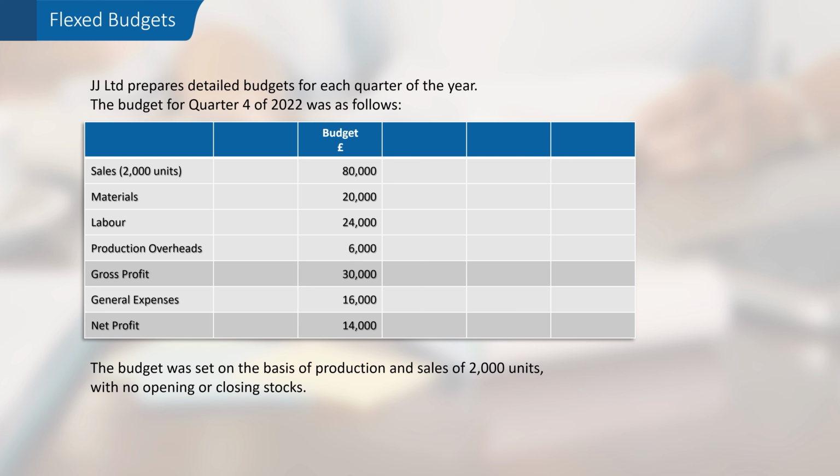JJ Limited has produced a budget for the fourth quarter of the year, as shown here. There's a couple of things to note straight away. Firstly, this is a budget prepared for a quarter or 3 months. And secondly, it's based on a forecast production level of 2,000 units.